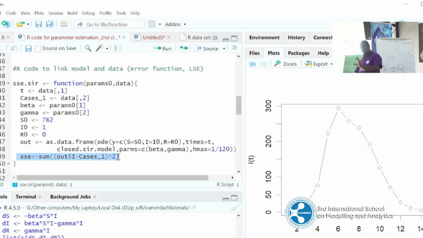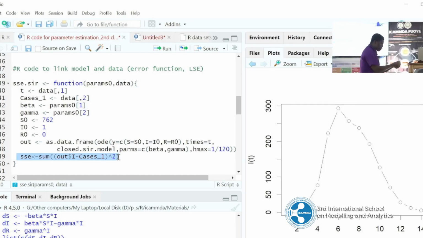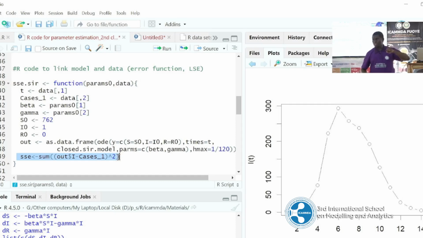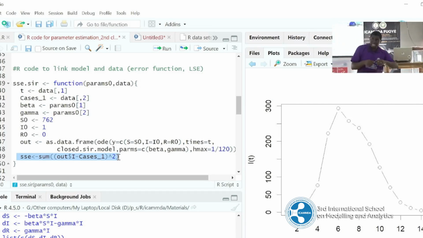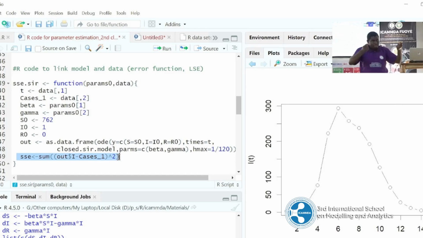Is that okay? And I'm looking at LSE, which does what? Minimizes the sum of square errors. Are we together? So I say, bring me the I component of this model and take the difference between that and the data. That's why you are seeing out I minus cases underscore 1. Are we together? When you take that difference, we square it. Don't forget we are talking about the sum of square errors. So we take that difference, we square it, and then we sum.